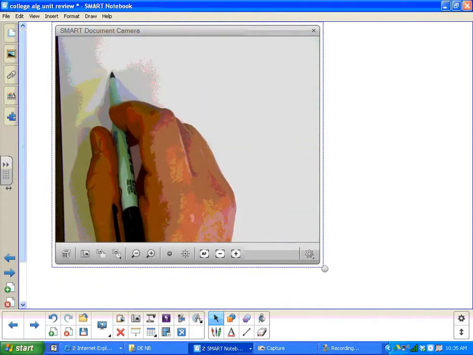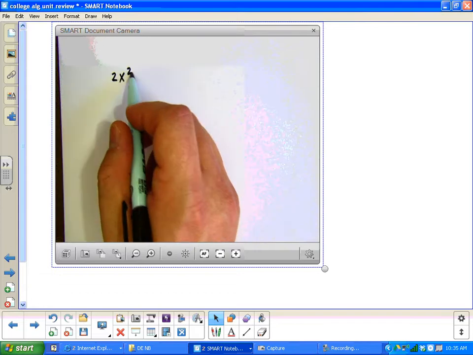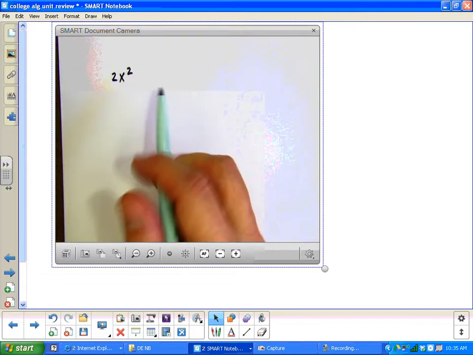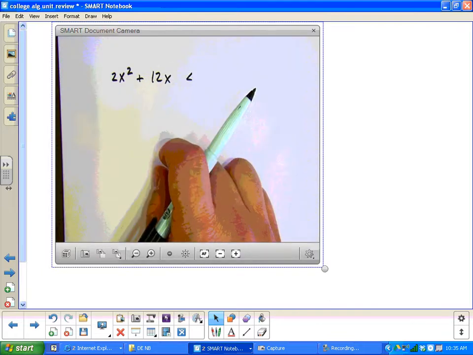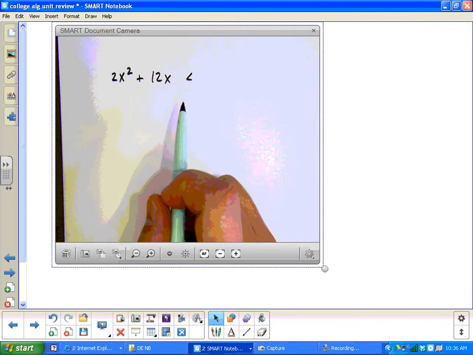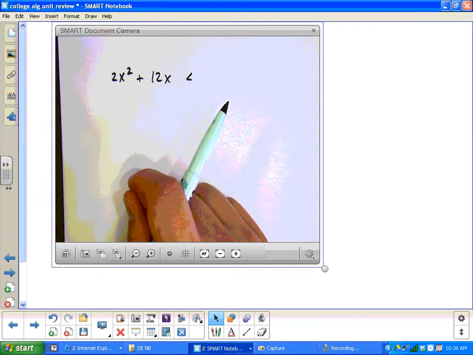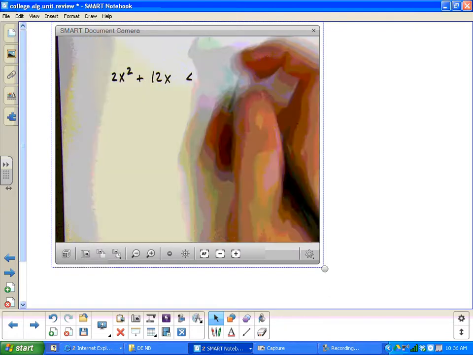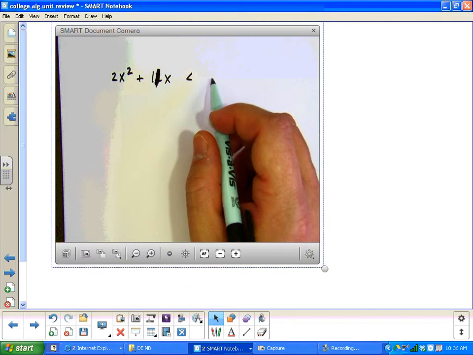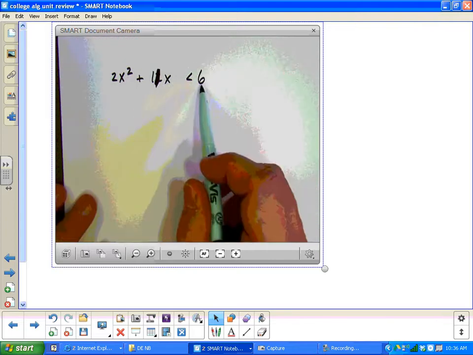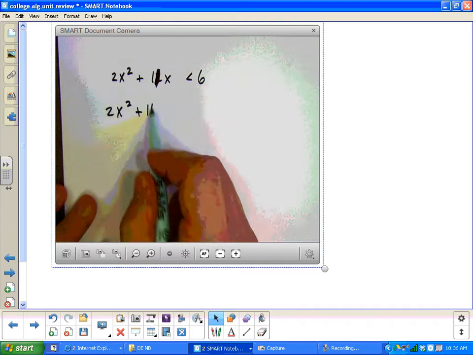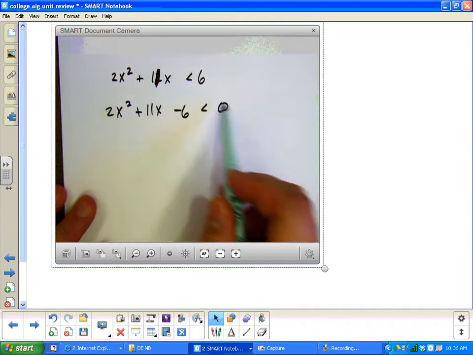All right, let's say, let's do 2x squared plus 11x is less than 6. Okay, so we said we needed to factor it to get the zeros. What do I need to do before I start factoring those? Right, okay, so plus 11x minus 6 is less than 0.